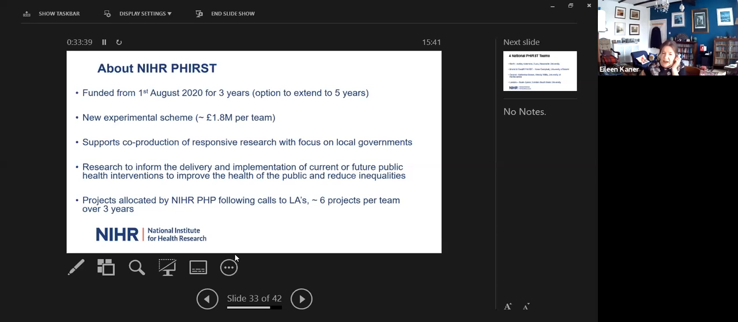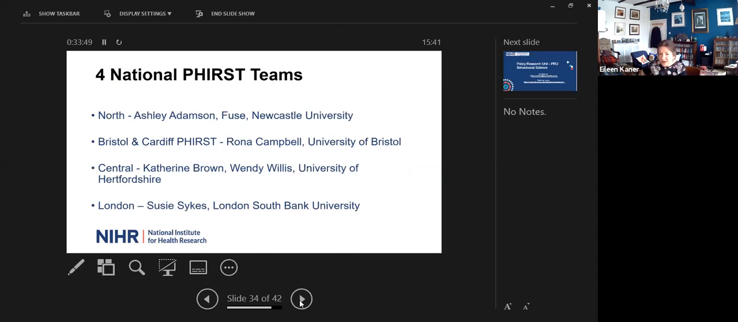And it's envisaged that each of these FIRSTs with a PH will probably help with about 6 projects over their 3-year lifespan. And there are 4 teams across England, the one led out of the north by my colleague Ashley Adamson, who leads FUSE. But we've got a team down in Bristol, one in the centre of England, and then something focused around London. And I believe that the NIHR is trying to fund at least 1 more of these FIRST teams.